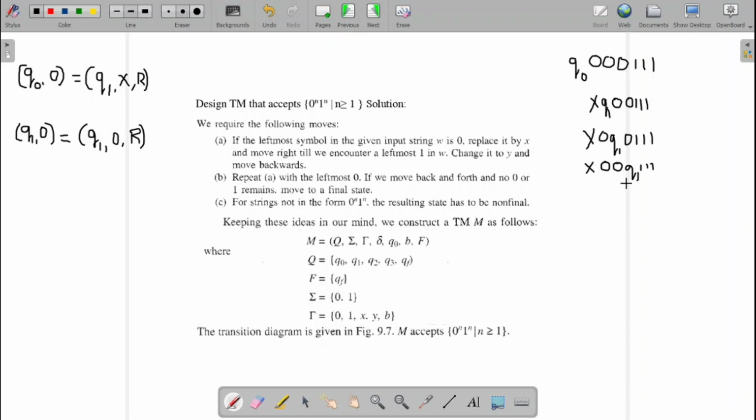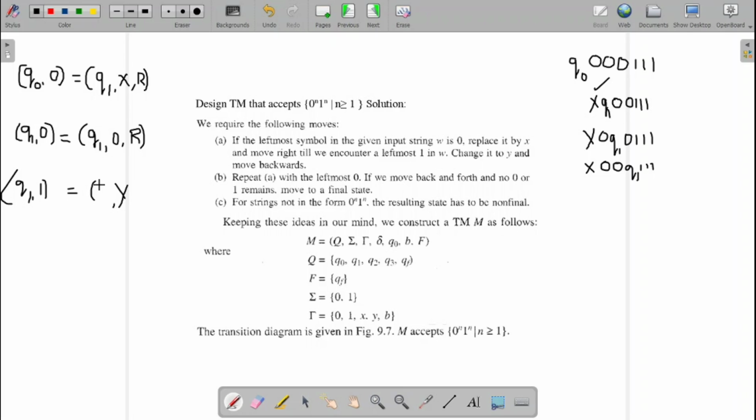So now what I have? Q1 on 1. So now this is a 1 which corresponds to the first 0. So now Q1 on 1. As I told earlier, 1 I will replace with the y.